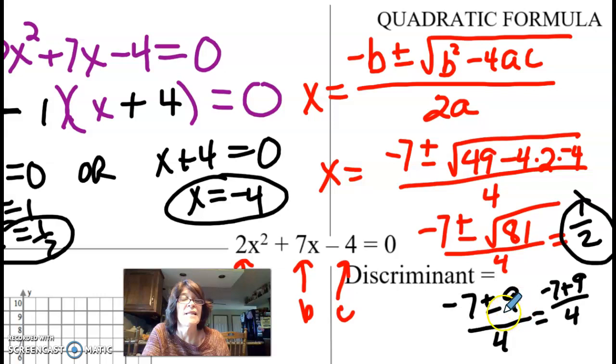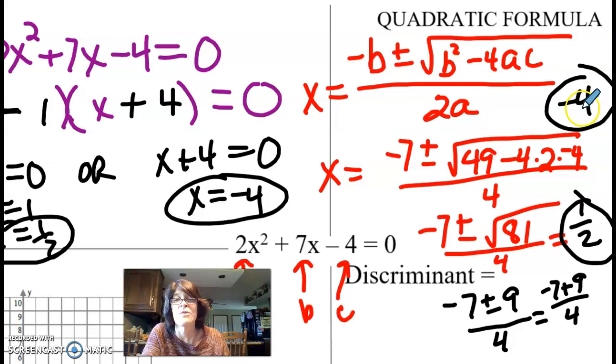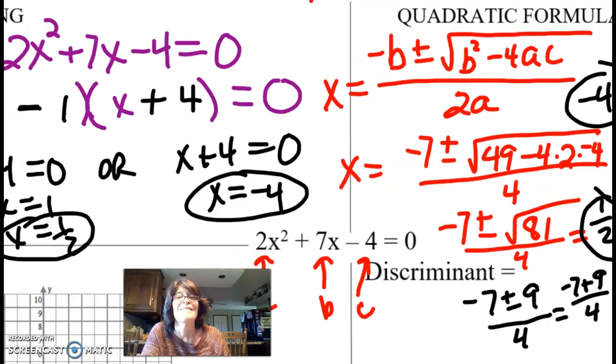Negative 7 minus 9 is negative 16. Negative 16 over 4 is negative 4. So the quadratic formula gave me a half and negative 4. Factoring gave me a half and negative 4. Doesn't matter how you do it, you're going to get a half and negative 4 because they're the answers. I guess it matters that you do it right, huh?